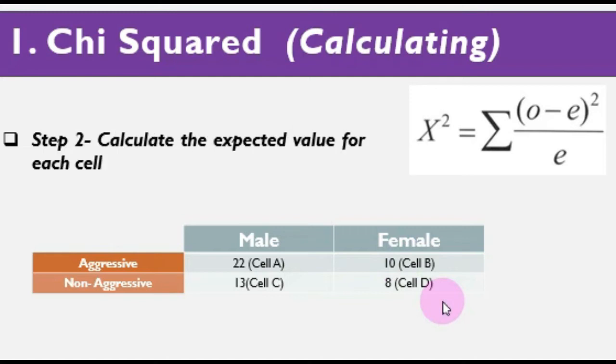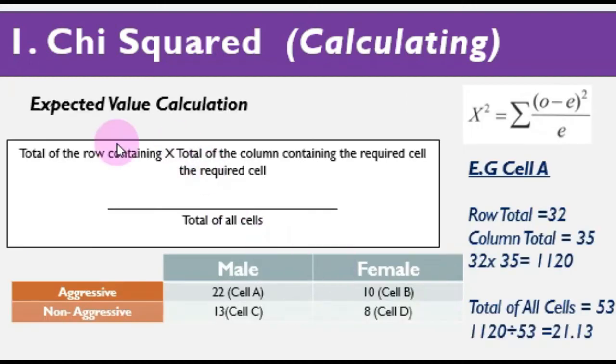Step 2, calculate natin expected value for each cells. Okay? So, expected value calculation: the total of the row containing X times the total of the column containing the required cell. Okay, example, cell A, ang total nito ay 32. 22 and 10 is equal to 32. Total column neto ng cell A ay 22 plus 13 is 35. Okay? And then we need to total that one.